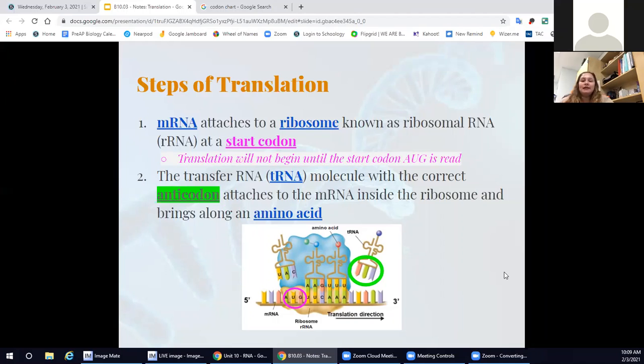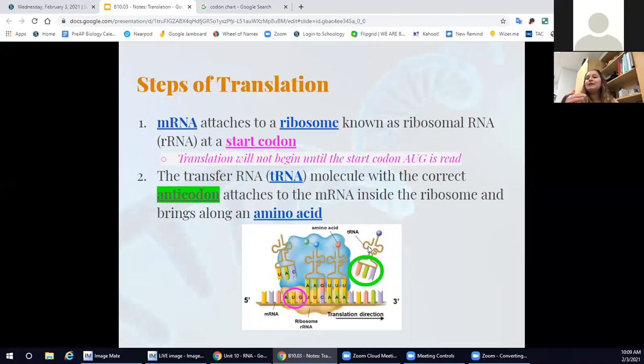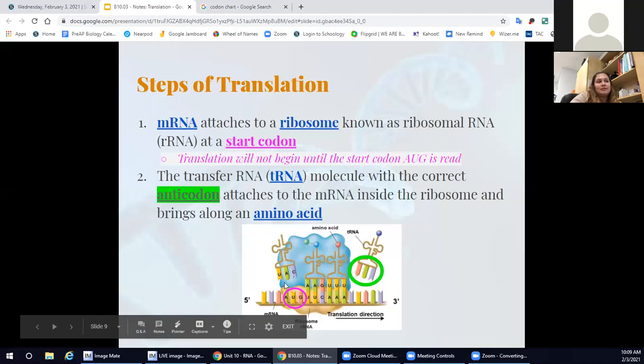The transfer RNA, or the tRNA molecule with the correct anticodon, is going to attach to the mRNA inside the ribosome, and with it, it's going to bring an amino acid. So the mRNA, again, finds the ribosome. The ribosome's going to read it until it sees those 3 letters, AUG, which is the start codon. Then we have the tRNA that's coming inside the ribosome, and it's only going to match depending on if the anticodon matches the codon. So AUG, again, matches with UAC. UUC matches with AAG, so on and so forth.